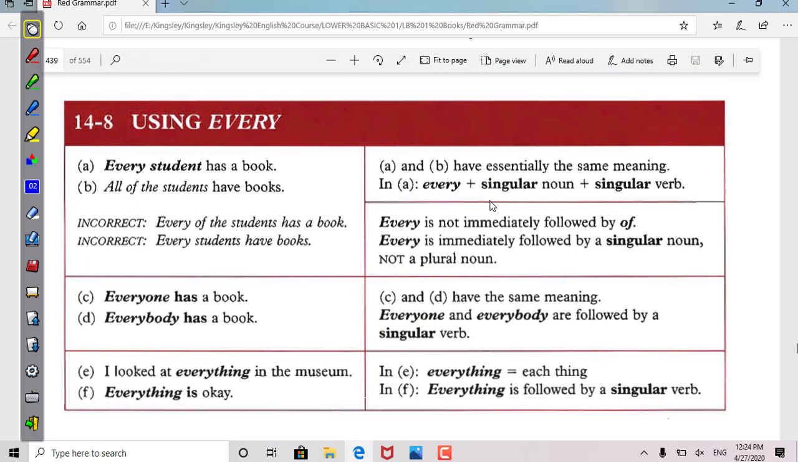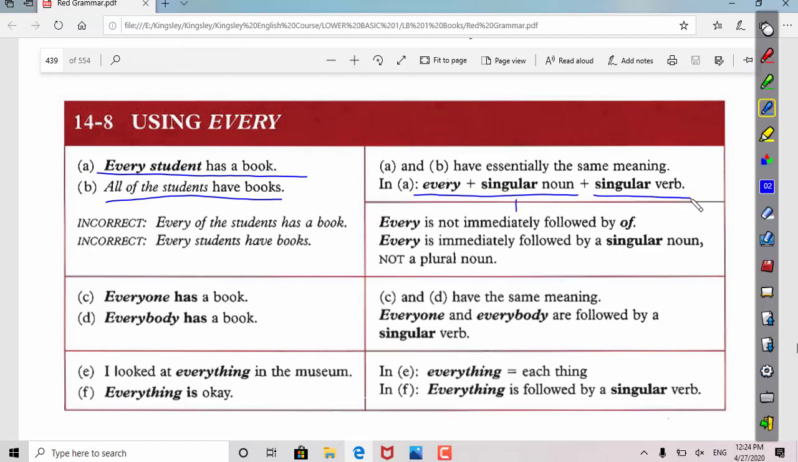This one will be wrong. This one will be incorrect. Alright? Yang benar adalah every student has a book. Every plus singular noun plus singular verb. Kita pakai has di sini, tidak pakai have. Okay? And every is not immediately followed by of. Jadi every ini nggak pernah ditambahkan of dalam kalimatnya. Next, every is immediately followed by a singular noun, not a plural noun. Dia harus langsung ketemu dengan kata benda tunggal.